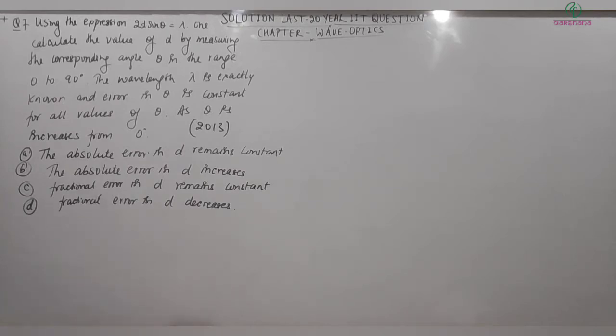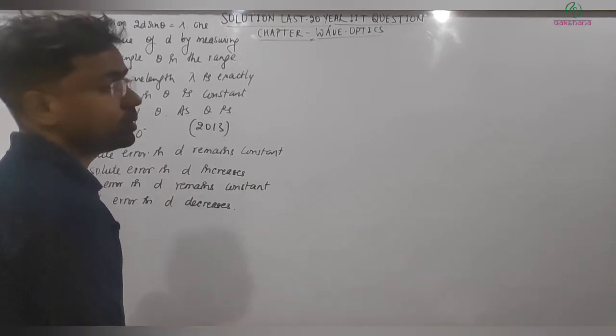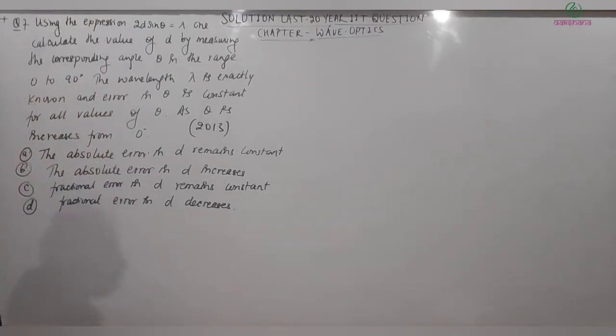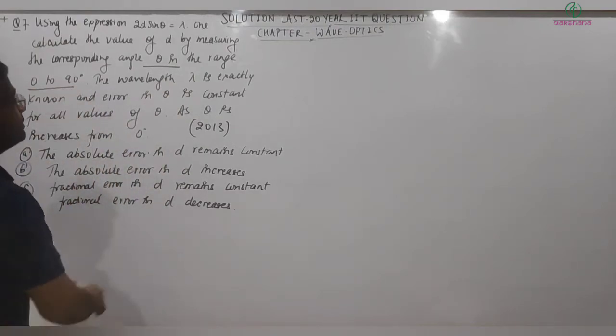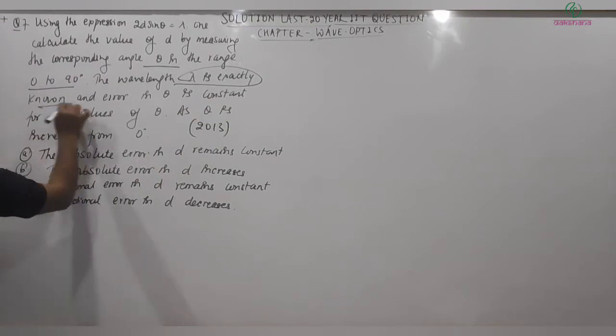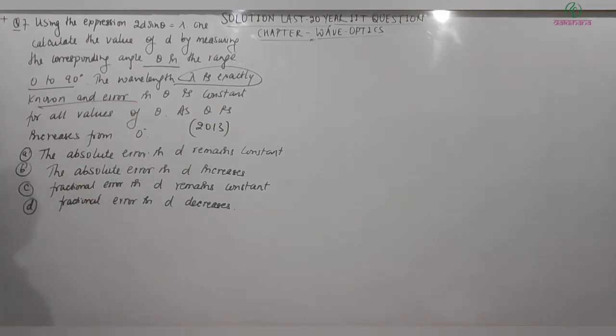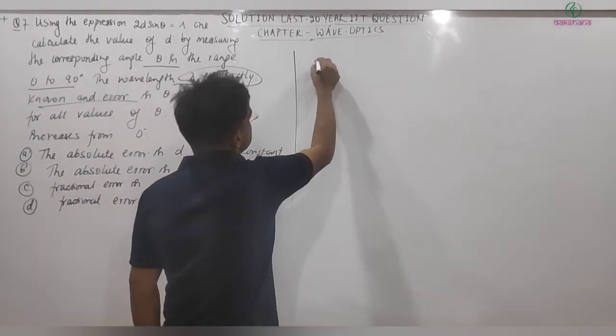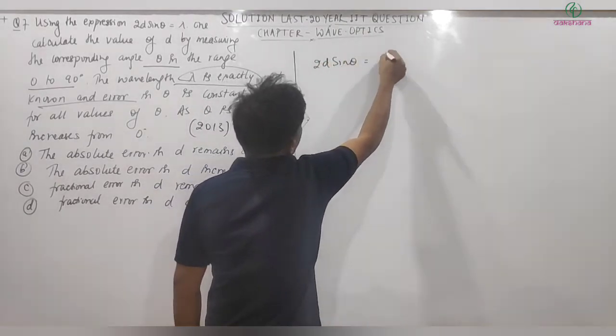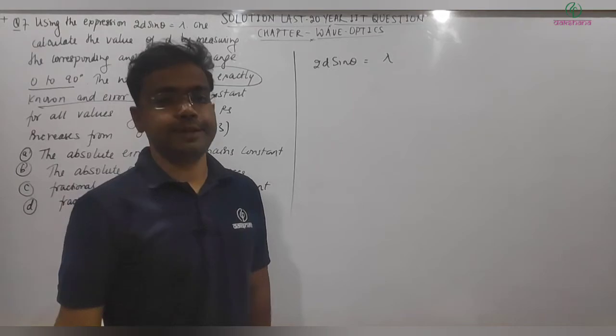Okay, next question here. Using the expression 2d sine theta equal to lambda, one calculates the value of d by measuring the corresponding angle theta in range 0 to 90 degree. Wavelength lambda is exactly known and error in theta is constant for all values of theta as theta increases from 0 to 90 degree. Then absolute error in D remains constant, absolute error in D increases, fractional error in D remains constant, and fractional error in D decreases. So we need to check for fractional and absolute error in D by using this relation 2D sine theta equal to lambda. So first let's calculate the absolute error and fractional error in D.